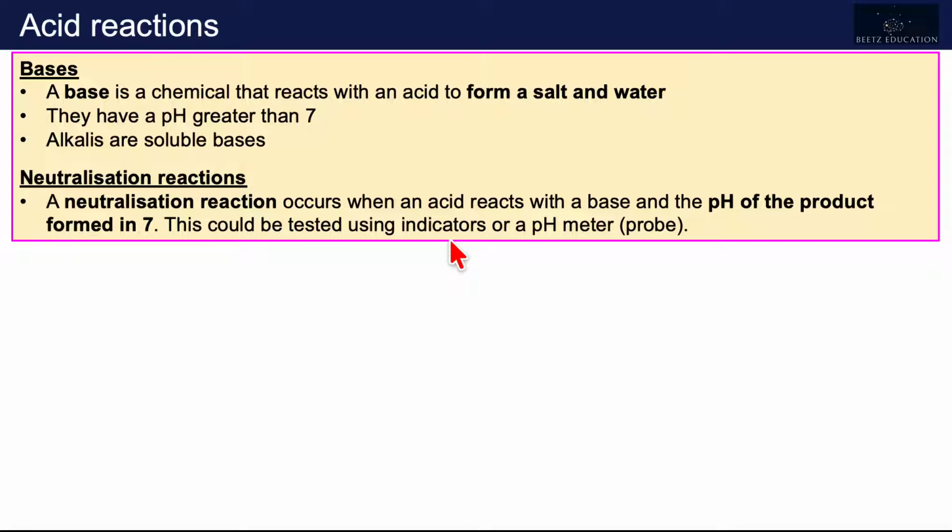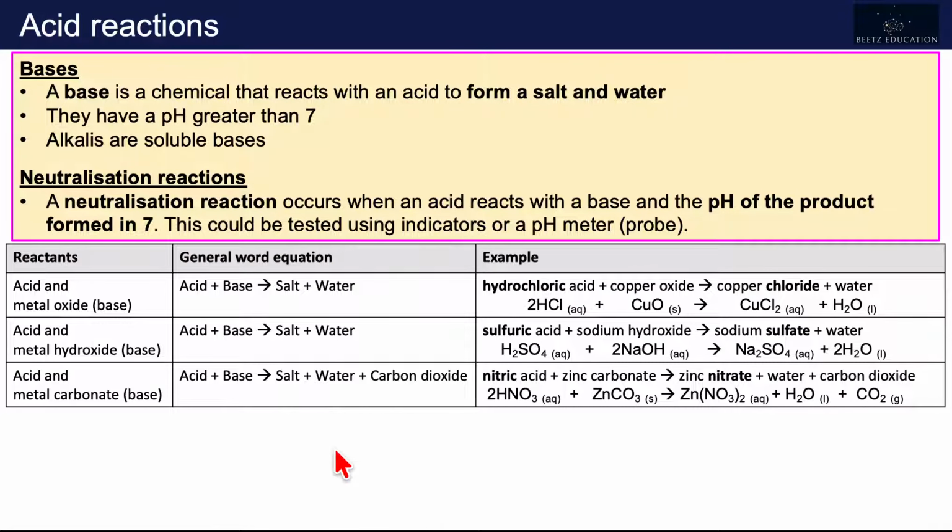such as universal indicator, which would turn green, or a pH meter or probe, which would give you a value of 7. Some different acid and base reactions that you need to be aware of are shown in this table. Notice that we always produce a salt and we always get water as a minimum in our product.